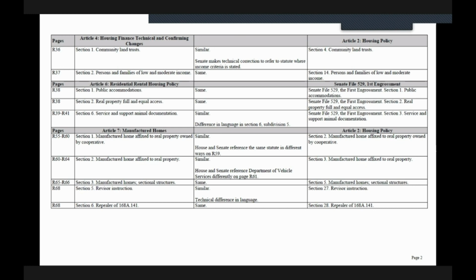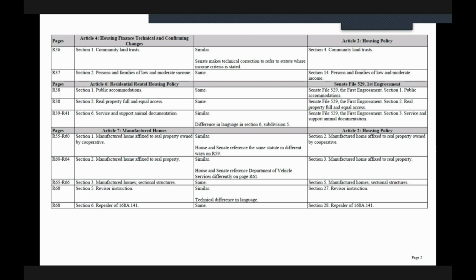Continue. Chair and members, Mary Mullen, on R65 and R66, you'll see Section 3 on the House labeled Manufactured Homes, Sectional Structures. On the Senate side, you'll see a Section 5, Manufactured Homes, Sectional Structures. These are the same, they're identical, and they are clarifying changes that relate back to these manufactured home affixation statutes.